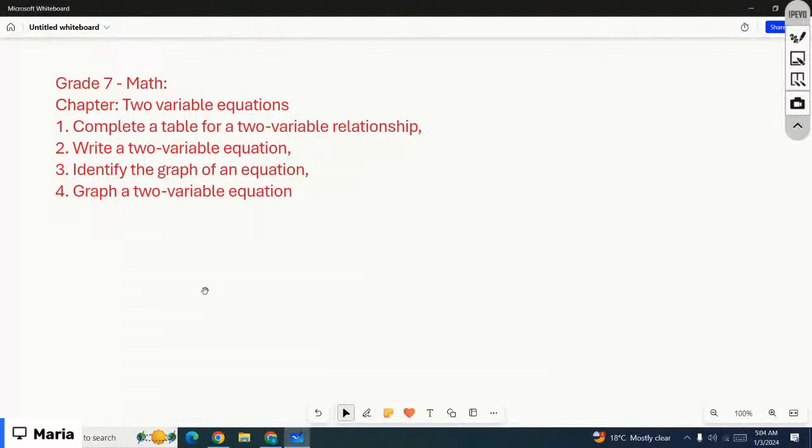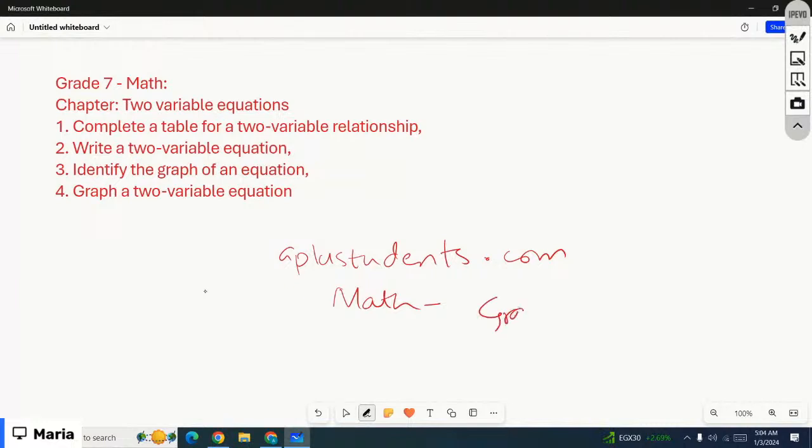We are here for grade 7 math. You can find all the lessons on aplusstudents.com. You have to log in there using your email address and password as provided by the administrator. Then you have to select math from the subject tab. Scroll down to grade 7 and then click on view all lessons. So there you can find the list of the chapters.